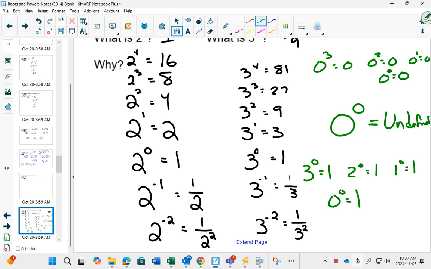Can you divide by 0? No, not allowed. 5 divided by 0? Not allowed. Can you take the square root of negative 3? Not with the real numbers. Not allowed. But with any other positive base, you can do anything to the 0 is equal to 1.